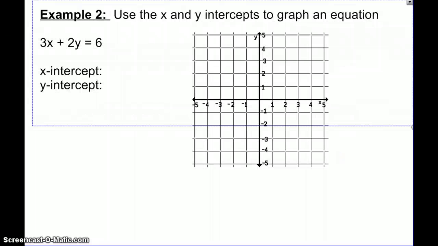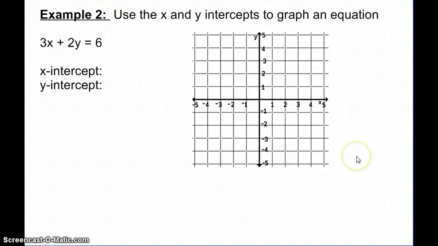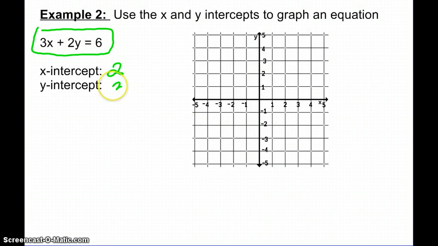So now let's look at how we can use the x and y intercepts to graph an equation. So we've been practicing graphing equations by creating a table of x and y values and then using those points to graph an equation. Well, now we can take an equation and rather than just using random points, we can use the x and the y intercepts. So this is the same equation from example 1, in which case we found the x-intercept to be 2, and the y-intercept we found was 3.